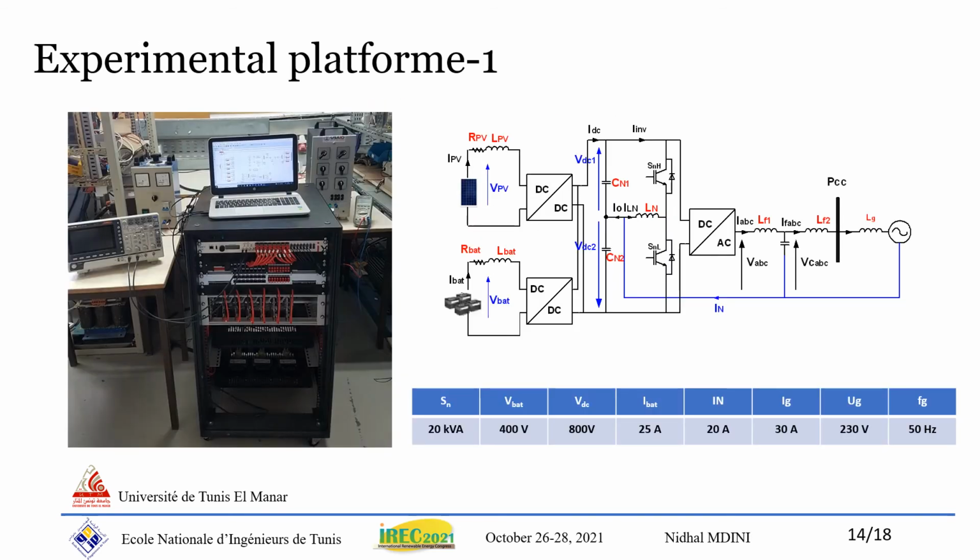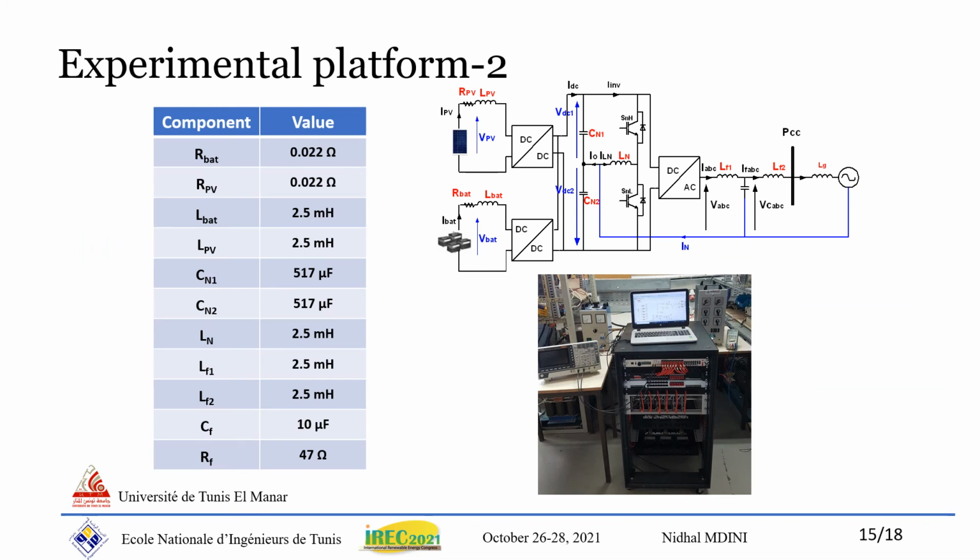The experimental microgrid setup was conceived for a 20 kVA power system with a 400 volt battery voltage, 800 volt DC bus voltage, and rated values of currents and AC voltage shown in the table at the bottom. System filter sizing was the subject of a paper published in the Springer Nature Applied Science journal in 2020. Filter parameters are illustrated in the table on the left. The PV and battery are emulated by a DC voltage source.